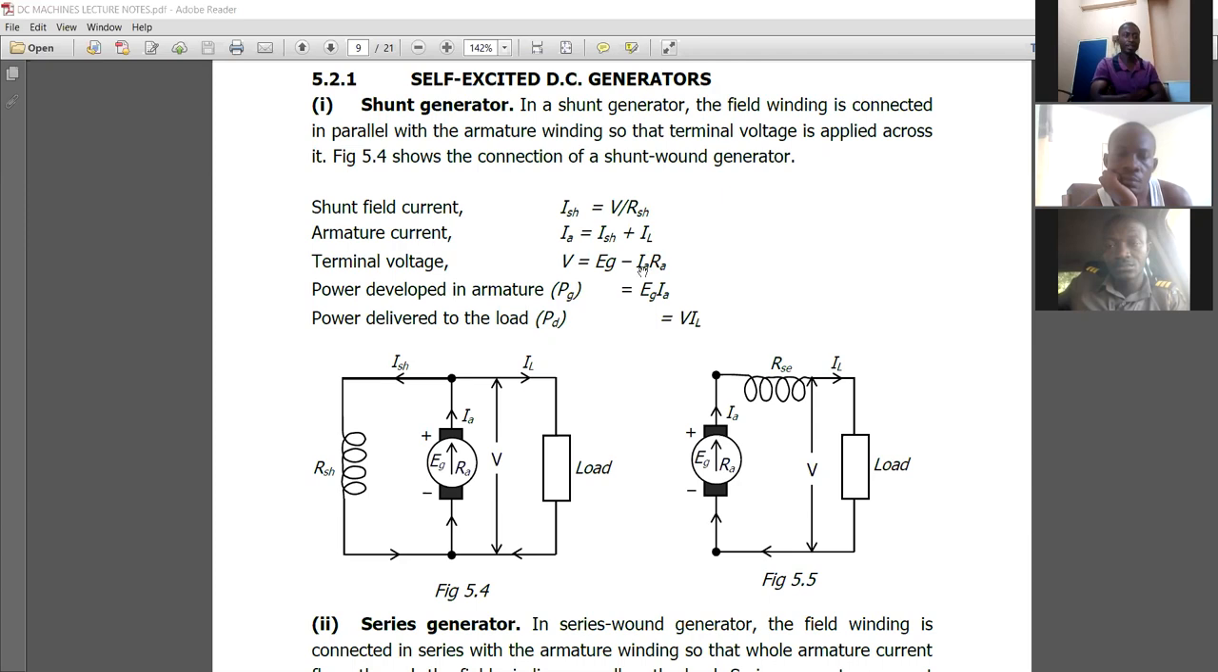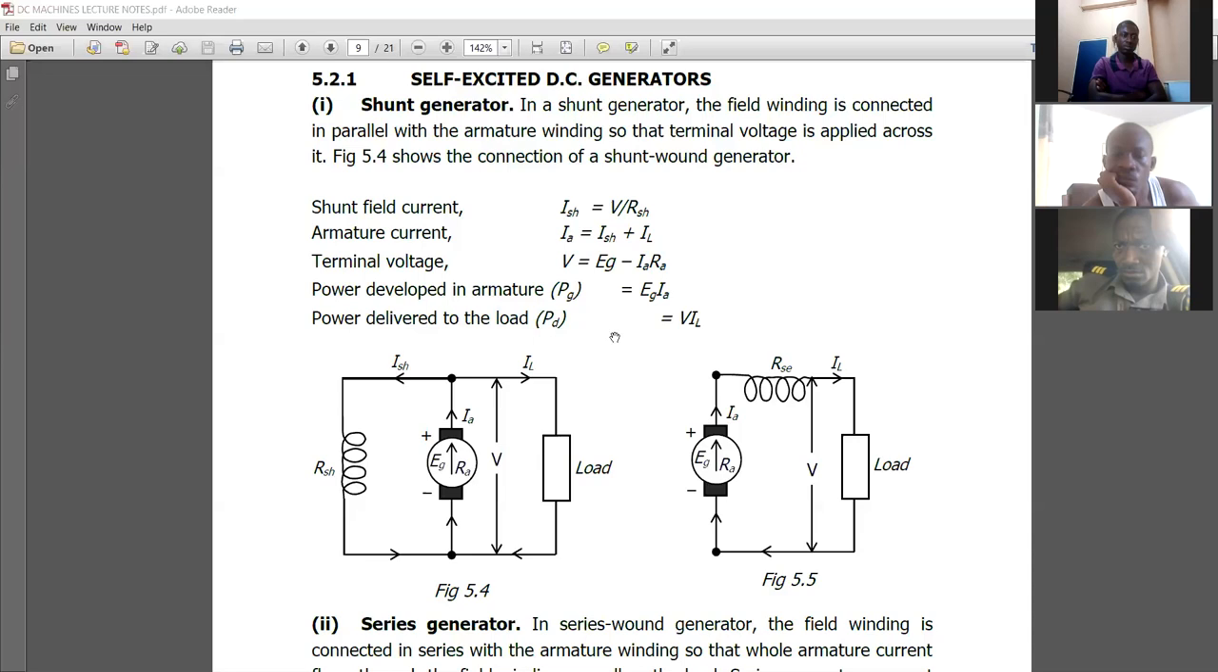Then also you can talk about power. Power is nothing but voltage times current. In this case, we are looking at a DC circuit, but basically, that's what is happening. So for the power generated or developed in the armature, you take the generated voltage, or the EMF developed in the armature, times the current that is also available, and that will give you the power developed in the armature. So also we can talk about power delivered to the load. Basically, you just multiply the voltage across the load by the current, which is this expression that we have. So basically, that is what is happening.